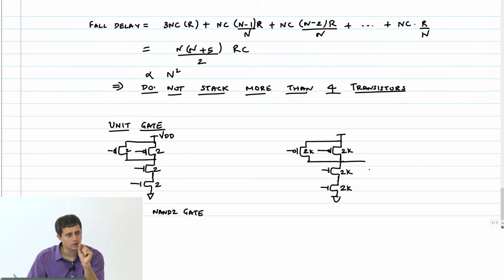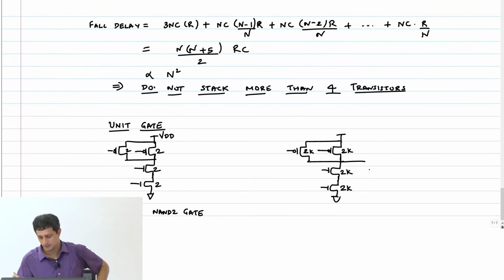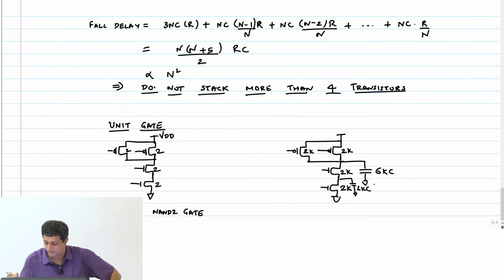Now I want you to calculate the 4 components of delay for this configuration: rise, fall, propagation, contamination, delay. Before we do that, can you tell me what the capacitance on each node is? What's the capacitance on the output node? 6kc. What's the capacitance on this node? 2kc. Very good. Now can you tell me the delay?